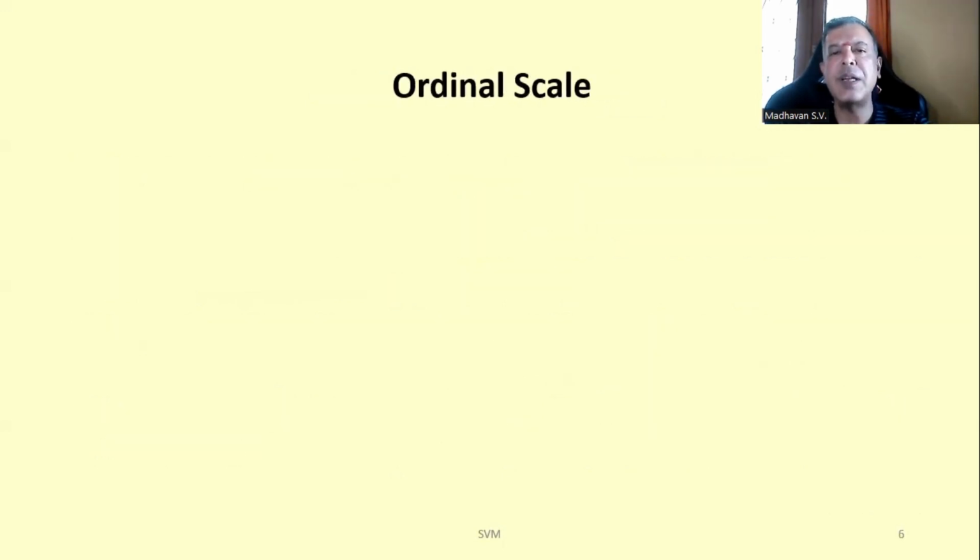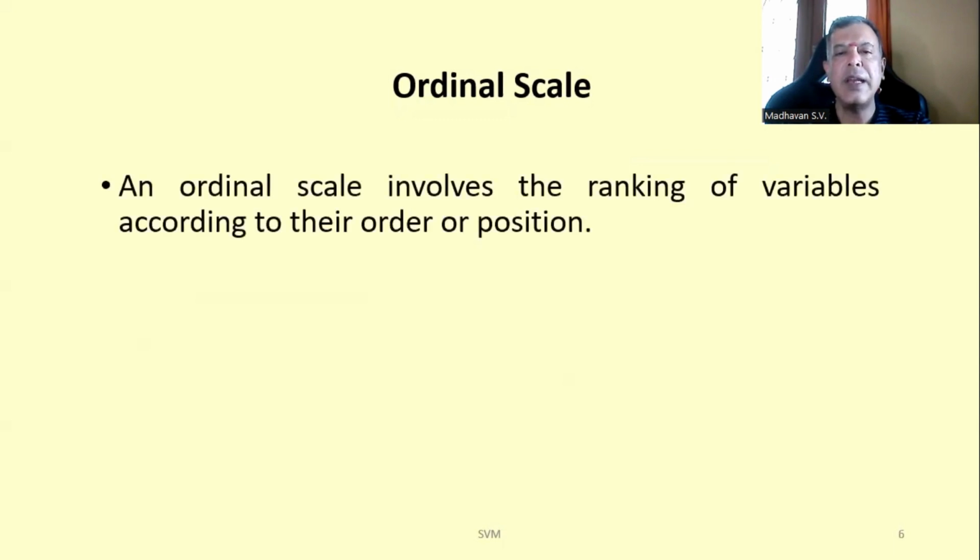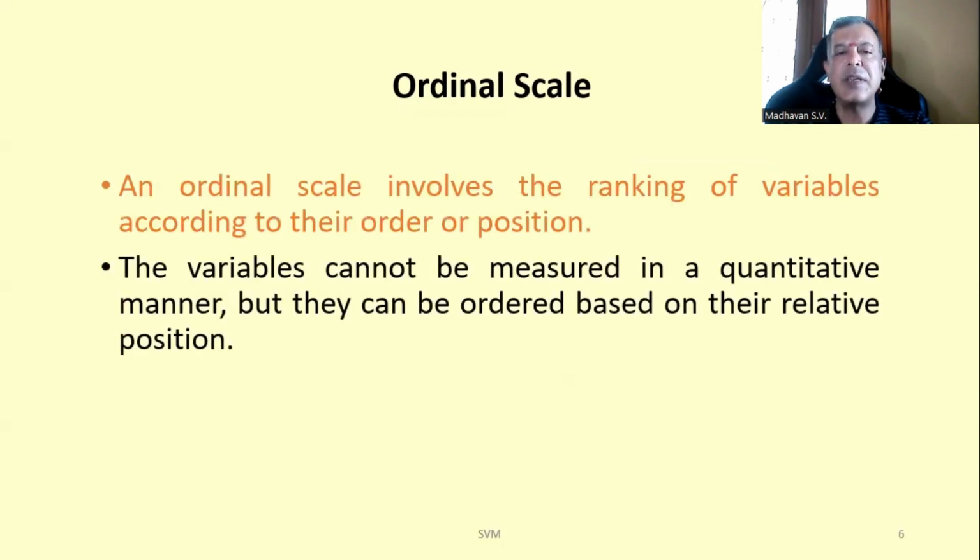The next scale of measurement is ordinal scale. An ordinal scale involves ranking of variables according to their order or position. The variables cannot be measured in a quantitative manner, but they can be ordered based on their relative position. It means you compare one with the other and then you rank it or order it. That is what it means.